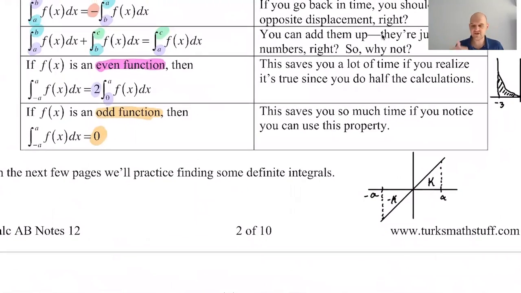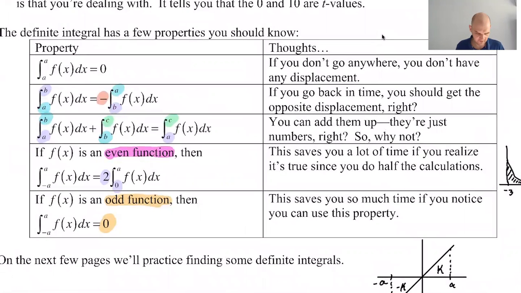So even functions, save some time. Odd functions, save some time. Got some properties. Probably the weirdest one, I think, is maybe this one, but not if you think of it in terms of rewinding a video, right? If you're going from a to b, it moves you like 8 units to the right, then going from b to a should give you negative 8, 8 feet to the left to take you back to where you started.